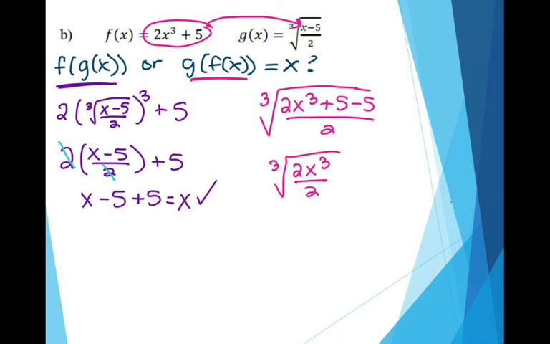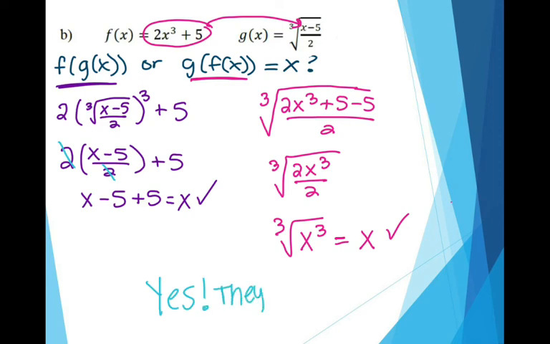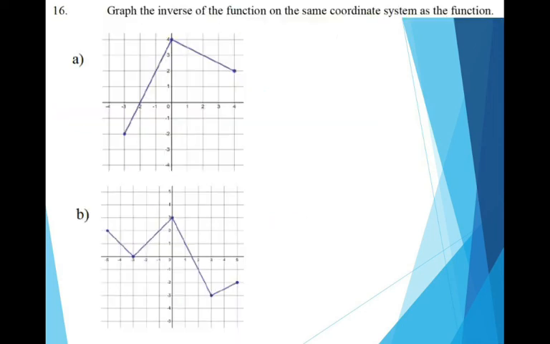So my 2's are going to cancel out. That leaves me with the cube root of x cubed, which is x. So we verified that both of them ended up being x, so that means yes, they are inverses of each other. Yay. All right. Last question is when you are finding the inverses of graphs.